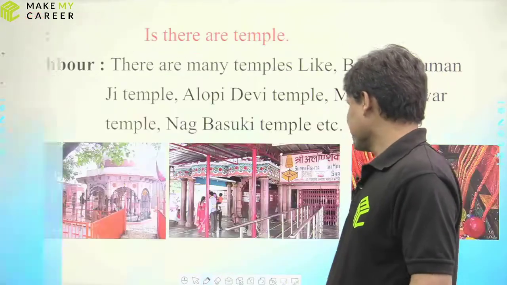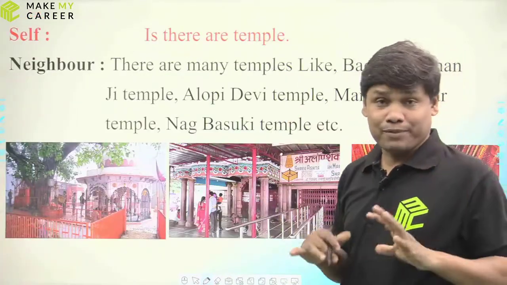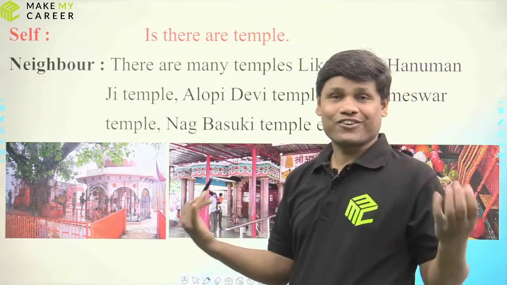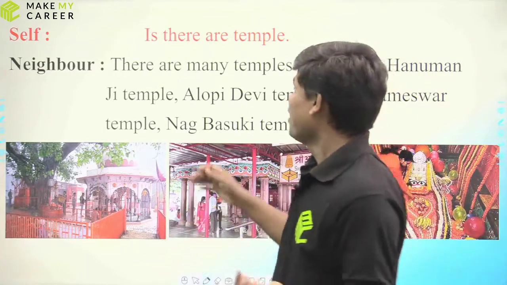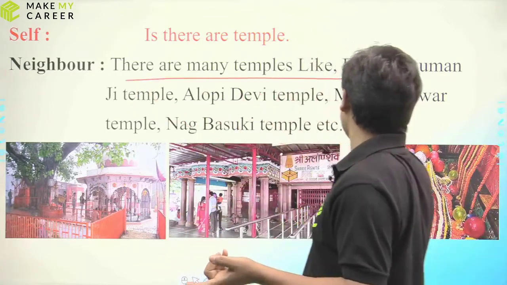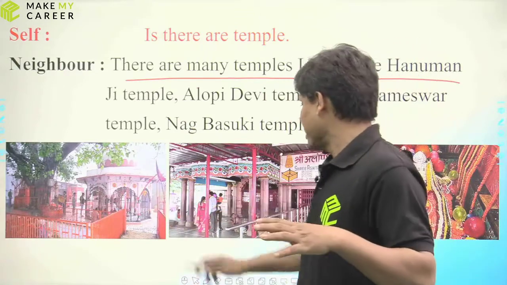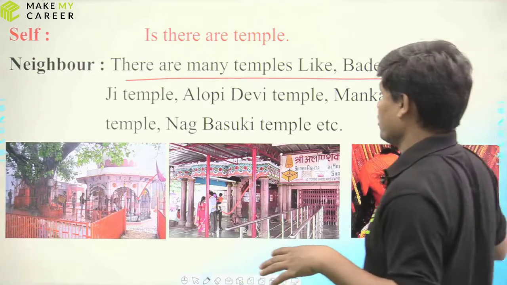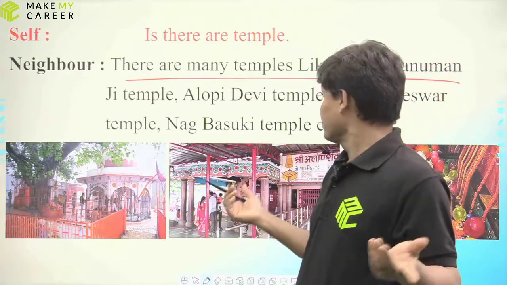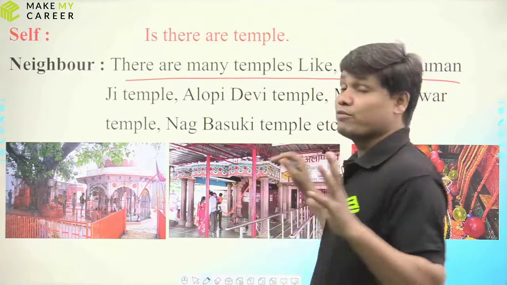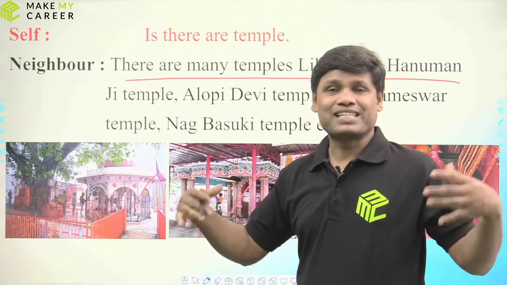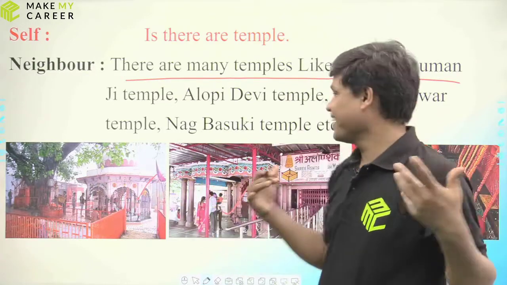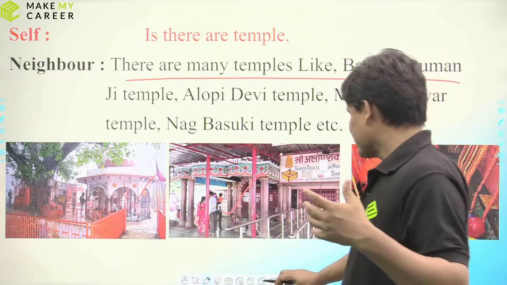The next one is, sir, is there any temple, because my wife and my children are very religious and I'm also religious, right? Then he said there are many temples like Bade Hanuman Ji, Alopi Devi temple, and this is also Naga Basuki temple, right? There are so many, Mankameshwar temple, there are so many temples in Prayagraj, okay. Now so guys, let's go ahead.